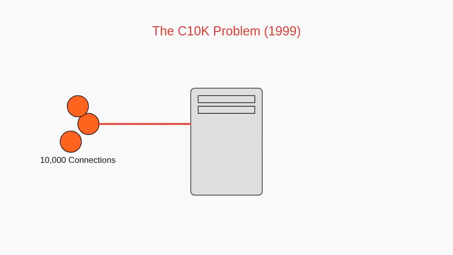To understand why Nginx specifically exists, we have to go back to the year 1999 and the C10K problem. At the time, web servers like Apache were designed to create a new process or thread for every single connection. This worked fine when the internet was small, but as traffic exploded, servers started running out of memory. Imagine a waiter in a restaurant who can only serve one person at a time and stays at that table until the customer finishes their entire meal.